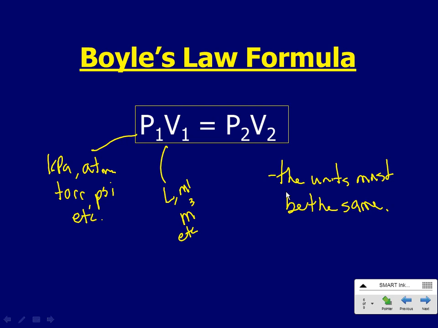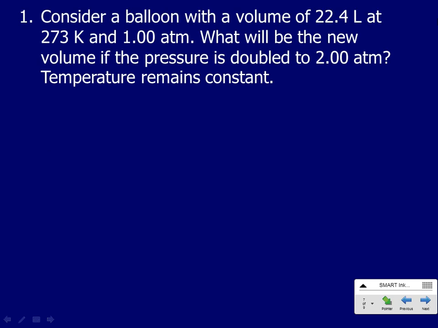So at this point, we'll do some example problems. I'll give you a little practice sheet. I'll let you work for a little bit, and then we'll work on the next two variables, volume and temperature. Those are the next ones we want to look at. You can write that question down.